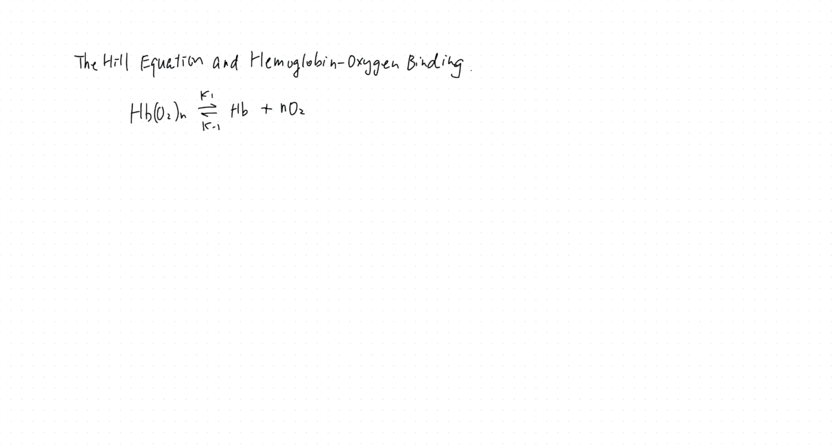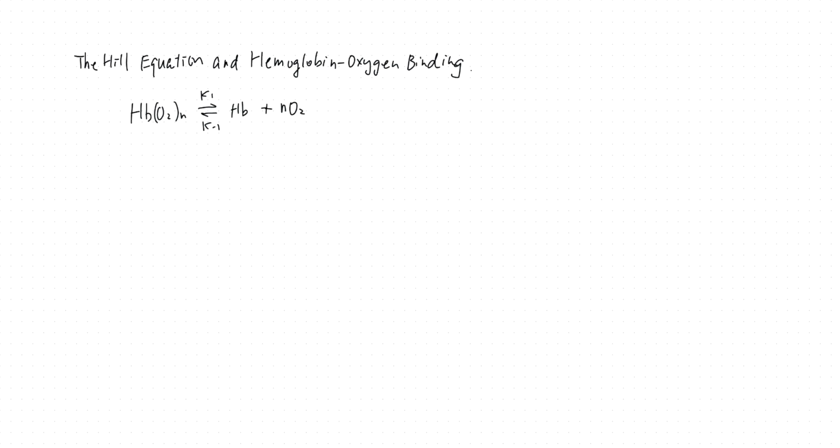In this lecture, we will discuss the Hill equation and hemoglobin oxygen binding. The goal is to quantitatively understand hemoglobin's cooperative binding to oxygen, because we know that once it binds, it's easier to bind more, since it has four spots you can bind.